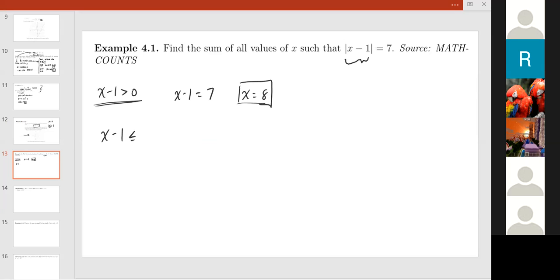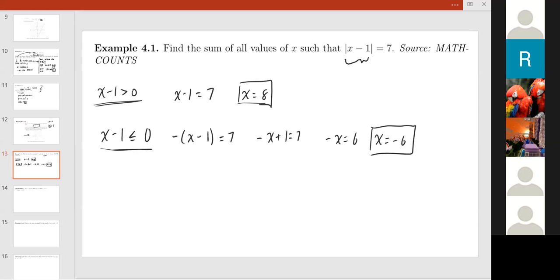Now we want to look at the case where x minus 1 is less than or equal to 0. In this case, the absolute value is going to be the negative of this number. So negative of x minus 1 is equal to 7. So I get negative x plus 1 is equal to 7. Or negative x is equal to 6. So hence we get x is equal to negative 6. And we need to check that negative 6 minus 1 is less than or equal to 0, which is true.